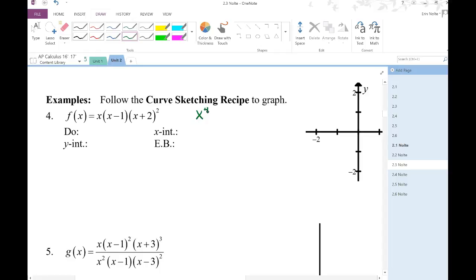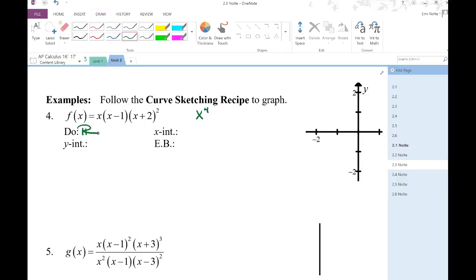Do I have a domain restriction on any kind of parabola or W? No, there's no dividing by 0 anywhere. There's no square roots, so I can say all reals. You can write that out, all reals, or you can say negative infinity, or you can use the fancy little math symbol.